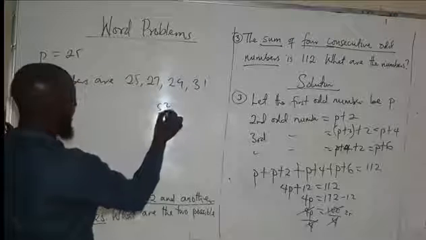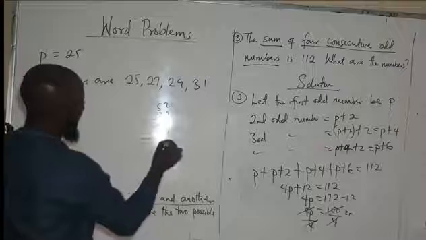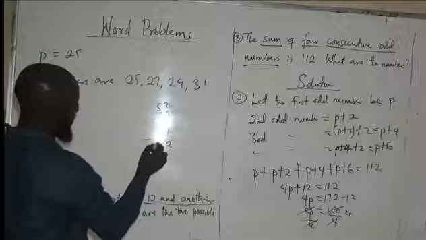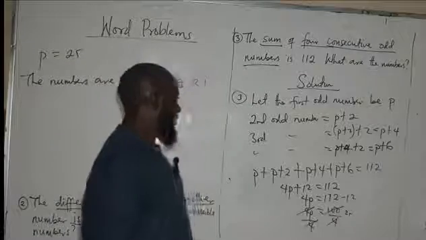52 plus 29 will give us what? 81. 81 plus 31, this is 2, right? This is what? 112, as we have it there. So that is that on this.